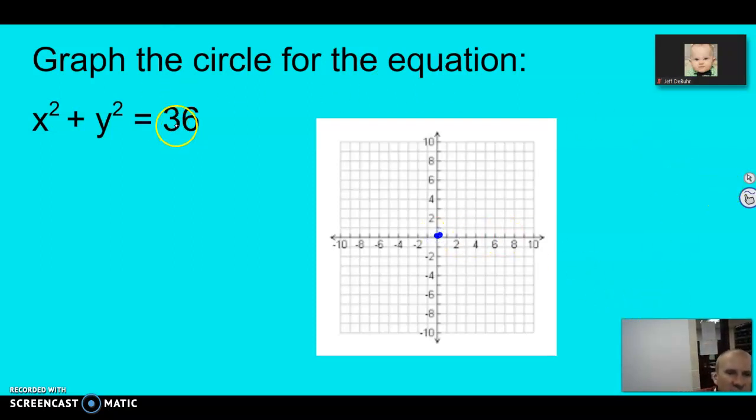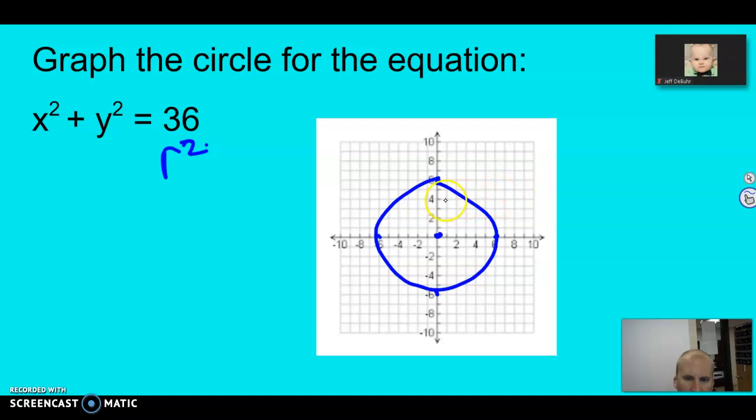And 36 is your r squared value. So we have to simply figure out what number squared would have given us 36. Well, that would be 6. So therefore, the radius of your circle is 6. So we go over 6 in each direction, and then we can draw the circle. I'm going to apologize in advance because this is going to go poorly with me trying to do this by hand, but the critical thing is that you have the center and your radius marked, and then you draw a circle that goes through all 4 of those points.